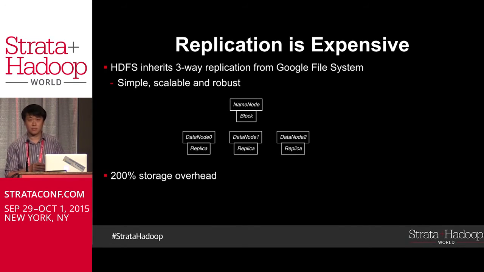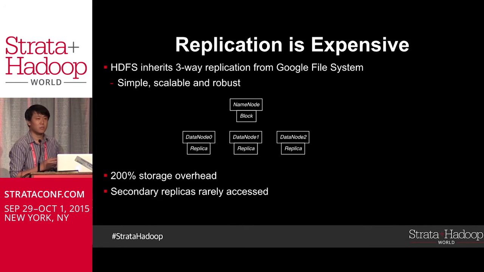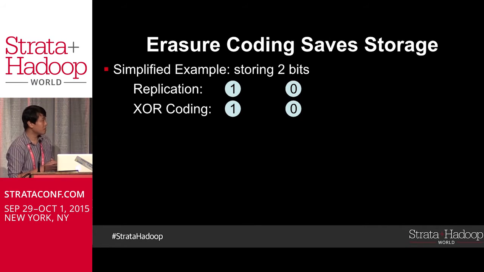But replication has very high storage overhead. For each logical block, it stores 3 identical replicas. That means the storage overhead is 200%. But during normal operations, the secondary replicas are accessed with a much lower probability than the primary replica. Actually, in the storage industry, a well-known technology called Erasure Coding provides reliable storage with a much lower storage overhead.